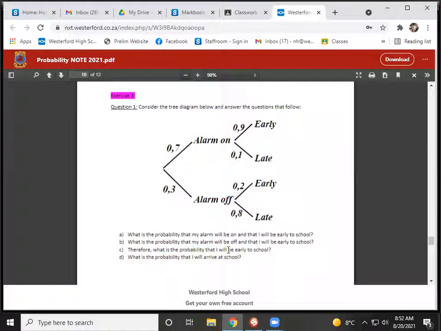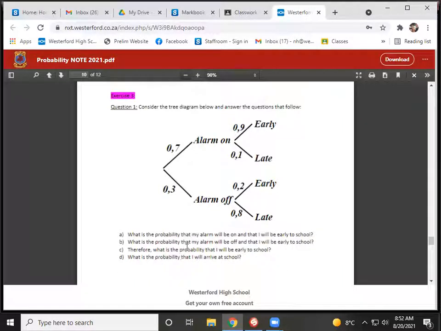Therefore, what is the probability that I will be early to school? Now, guys, there are two final outcomes here that have me coming early to school. Do we see that? Either my alarm is on and I arrive early, or my alarm is off and I arrive early. So we need those two probabilities, and then because it's multiple ones, I'm going to add them together. Does that make sense? It's like having the heads, tails, and the tails, heads. We find the two probabilities, we add them together.